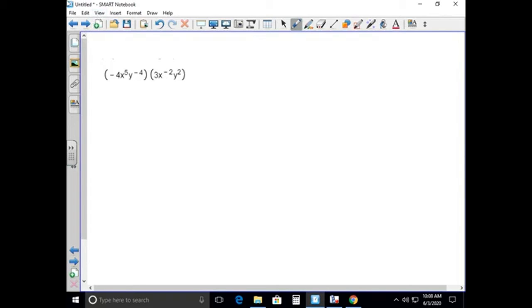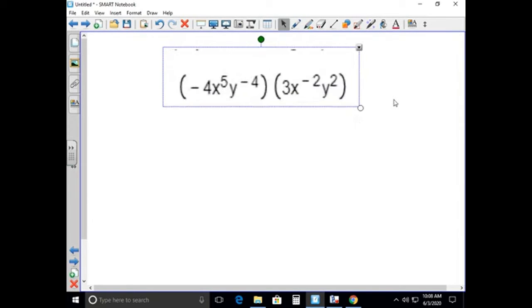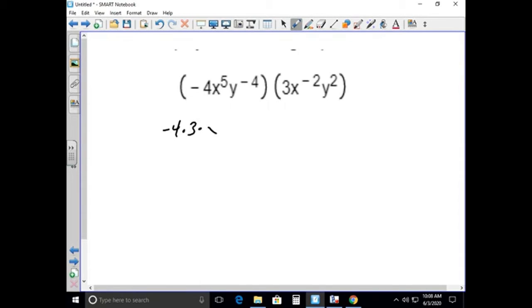So we have a multiplication problem. So let's move this over. Make it a little bigger. So everything is being multiplied together. So if we want to, we can rewrite this and reorganize it. We can put our coefficients beside each other. We can put our x's beside each other. And we can put our y's beside each other.